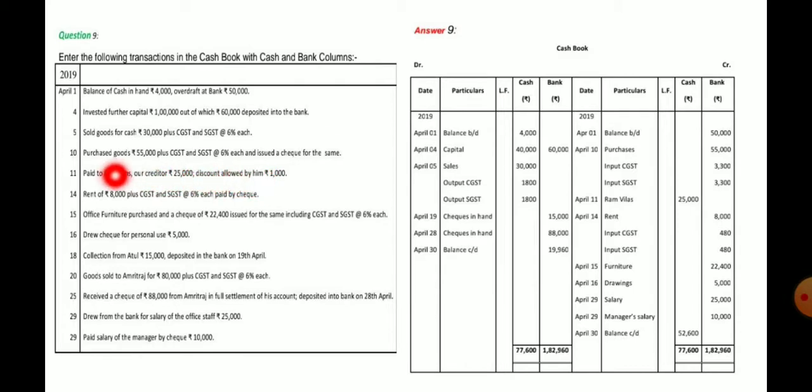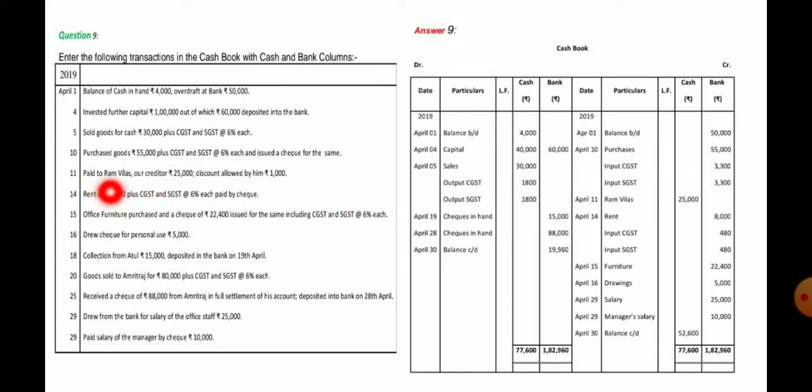Now purchased goods 55,000 plus CGST and SGST 6% each and issued a check for the same. So this transaction will be recorded in the bank column because the check is related to bank. Purchased goods, so it will be written on the credit side, purchases 55,000, and input GST has to be paid on purchases, so it will be recorded 3,300 and SGST and IGST are from different transactions.